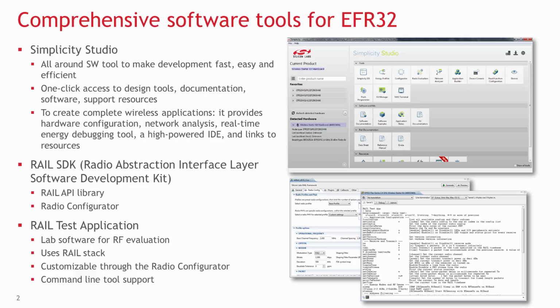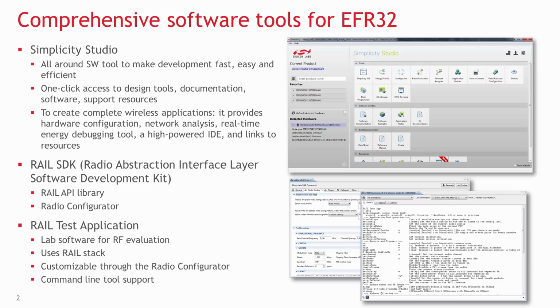The second component of the RAIL SDK is the radio configurator that allows developers to configure static parameters of the radio. All the radio parameters can be configured through a GUI interface, and its output, a complete radio configuration, is consumed by the RAIL stack.